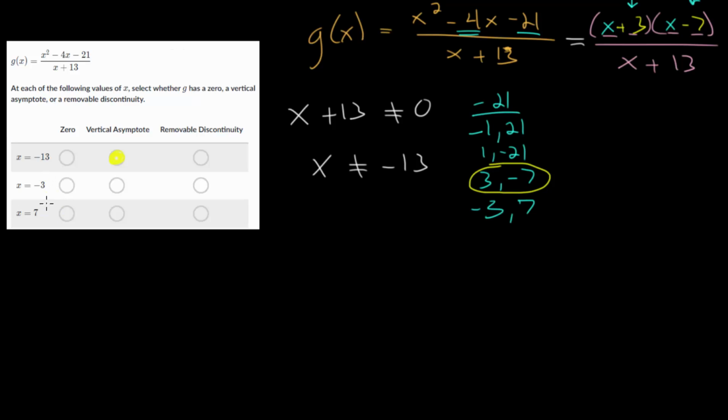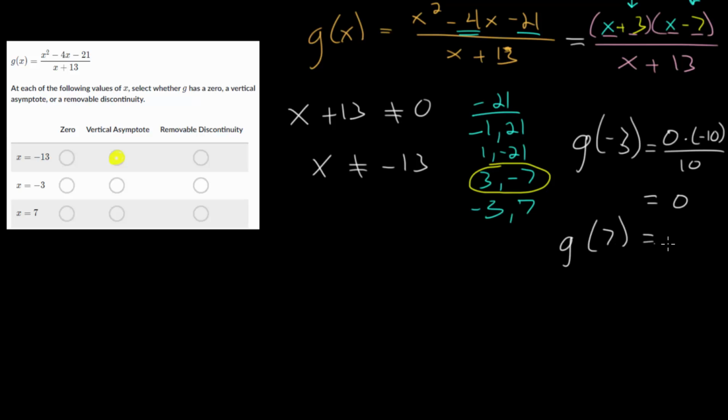And these other two values, negative 3 and 7, notice that if we plug in negative 3 here, that would make the function equal to 0, since we can use that zero product property. So let's do that formally. We'll plug in negative 3, and so we get 0 multiplied by negative 10 over 10, and 0 times anything is 0. And likewise, if we plug in 7, we get 10 times 0 over 20, but that's also going to be 0. So it looks like both negative 3 and 7 are the zeros of our function.